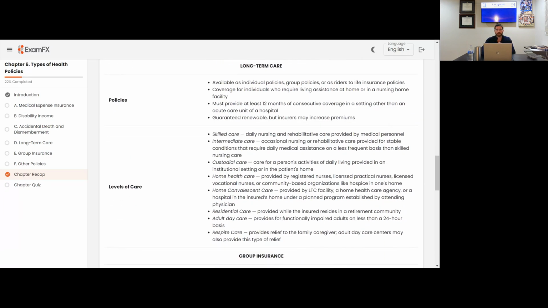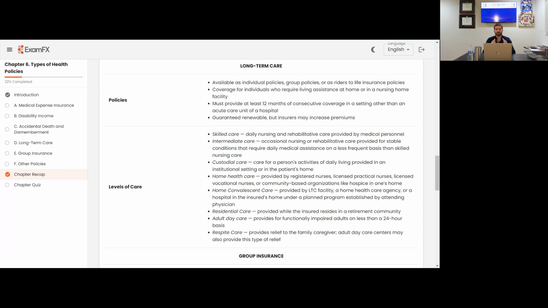Long-term care, different types of policies and the policy aspects from long-term care, available for individual policies, group policies, or riders to life insurance policies. And that's where you really will see the large benefit of the living benefits on a life insurance policy, is that it's kind of an attached rider. A lot of times it won't be extra cost. So, if you do a permanent life insurance policy, you can have that rider on for long-term care. I've kind of mentioned this in several other chapter recaps.